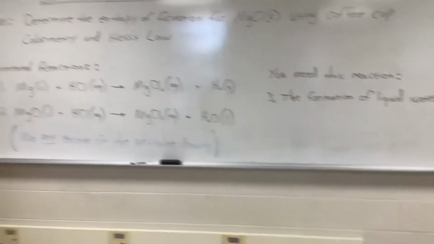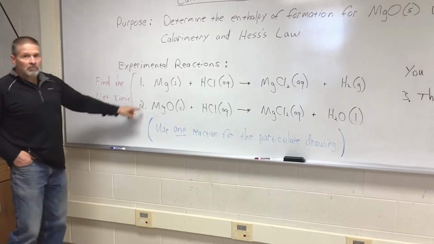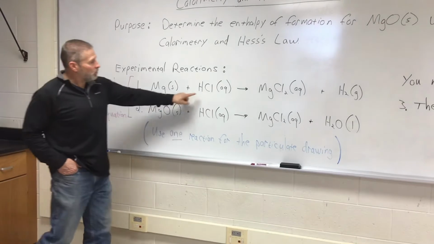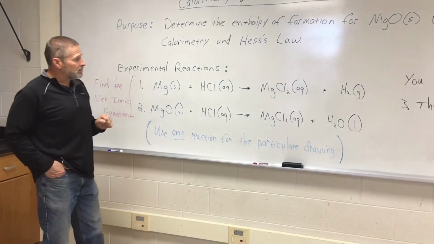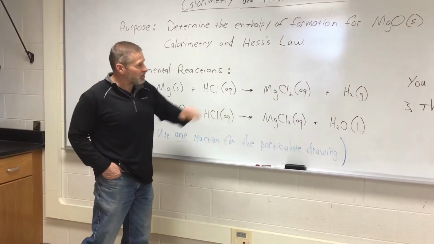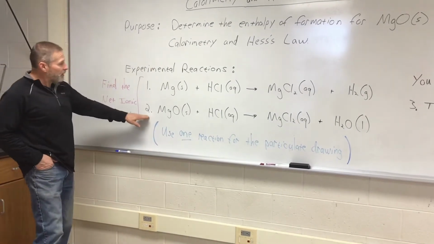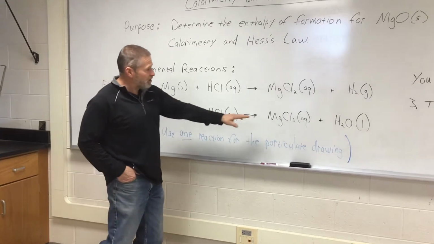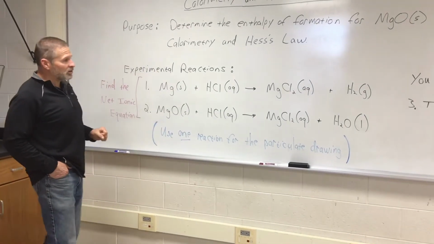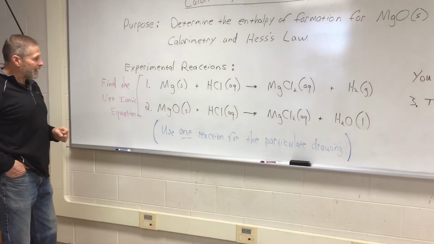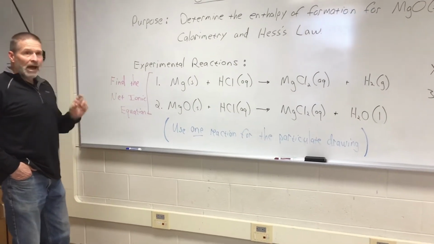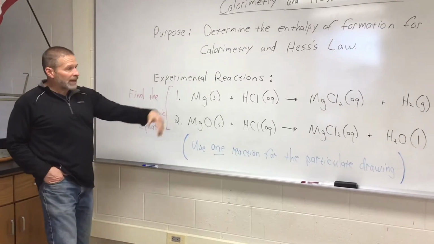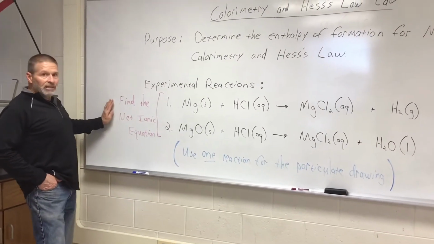So here are our 2 reactions. Here's what we're mixing together. One reaction is solid magnesium metal with hydrochloric acid. It's going to react and make magnesium chloride and hydrogen gas. Our other reaction is solid magnesium oxide, again reacting with HCl, again makes MgCl2, but water in that case. Now you're going to have to figure out the net ionic equation. We gave you the molecular equation. You'll need the net ionic.